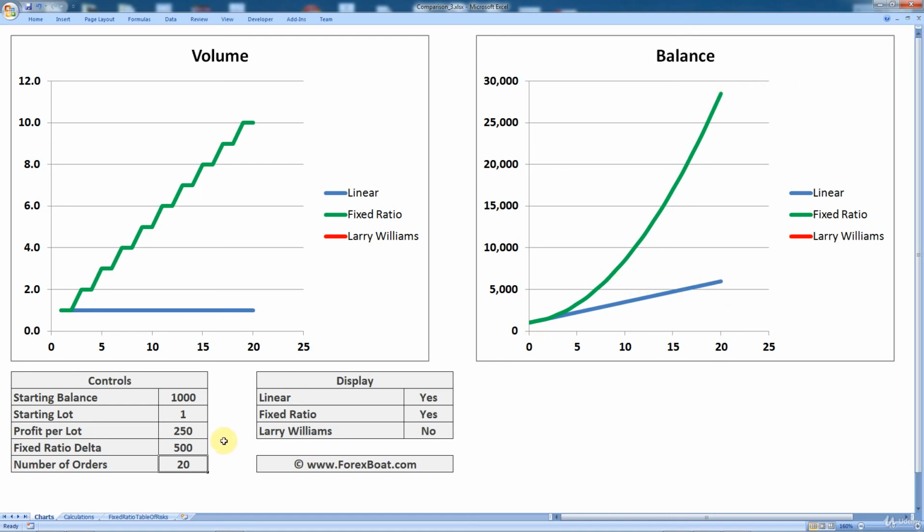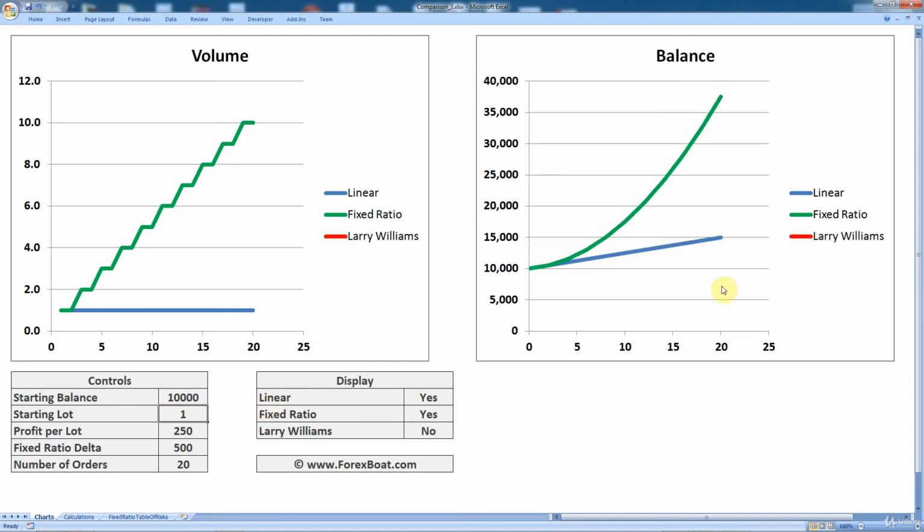Once again, this is a hypothetical scenario, and we are looking at one lot when our starting balance is only $1,000. But you're welcome to change these around. So let's say it was a $10,000 starting balance. That doesn't change much, right? So you just have more equity to start off with, or more balance, and then you're off on the same track. And this is more realistic, right? So when you have a starting balance of $10,000, you can afford to trade with one lot.